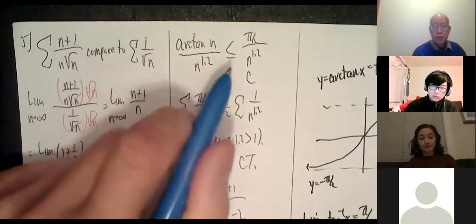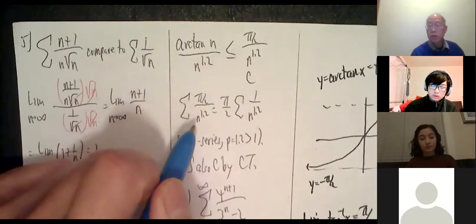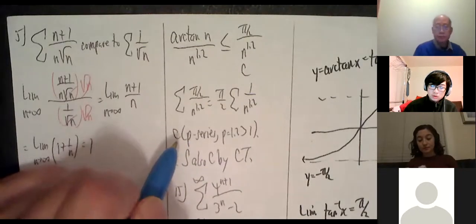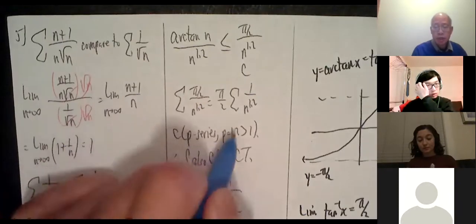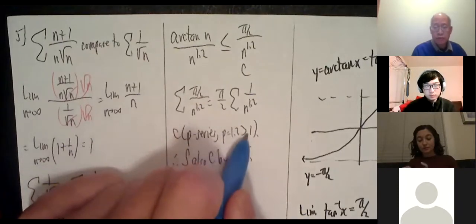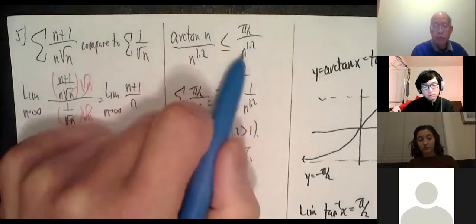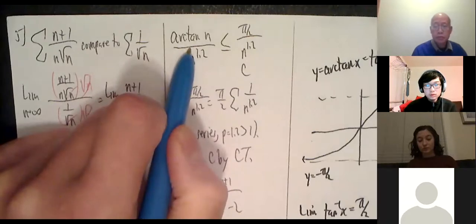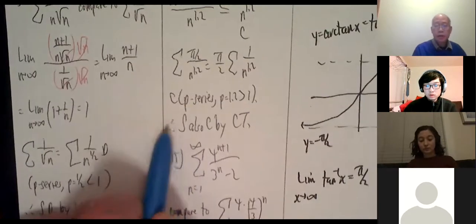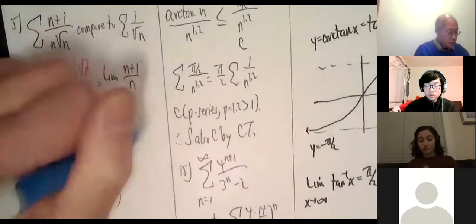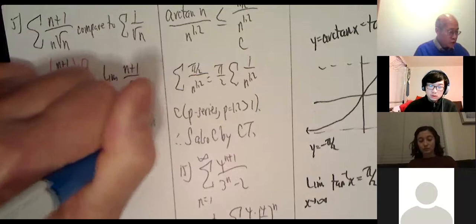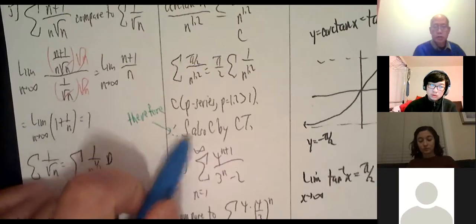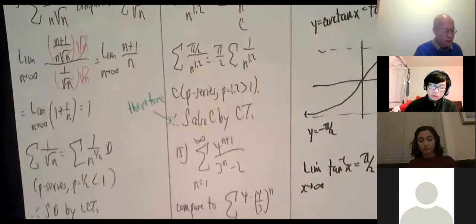And then the new series, the summation of pi over 2 over n to the 1.2, take out the pi over 2. That's a convergent p series. It converges because it's a p series where p is 1.2, which is greater than 1. So the bigger series converges, and the smaller series converges by the comparison test. Therefore, this dot, dot, dot, by the way, means therefore. If you see me or anybody else do a dot, dot, dot like that, it means therefore. So therefore, the series also converges by the comparison test. This was the comparison test, CT.